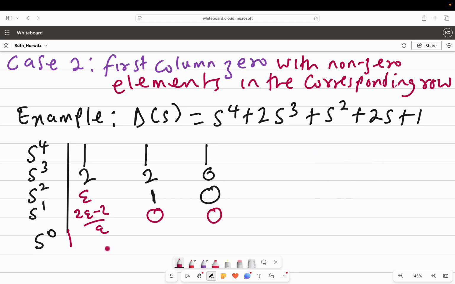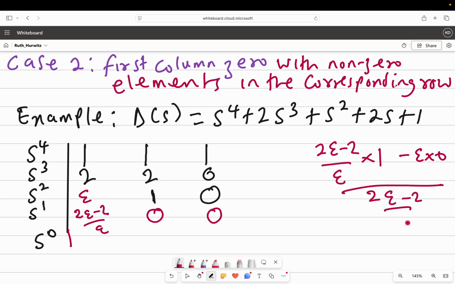So moving to the final row, I will use the elements in s to power 1 and s to power 2 for the computation, and this is my pivot. So for the first component of s to power 0, I will have 2 epsilon minus 2 over epsilon times 1. Then I will have minus epsilon times 0 all over the pivot, which is this one, 2 epsilon minus 2 all over epsilon. So I will just have 1. So it means I will have 1 here.